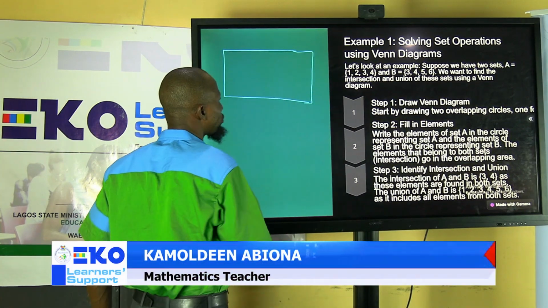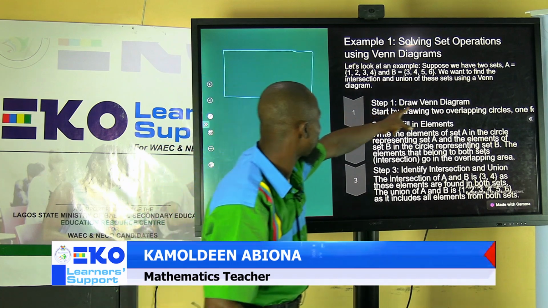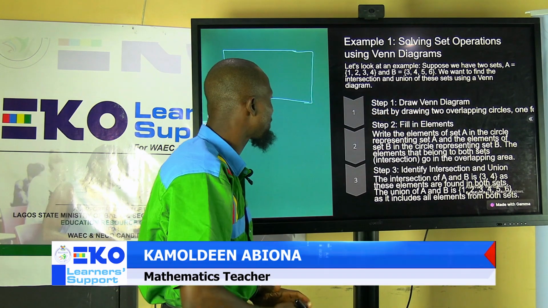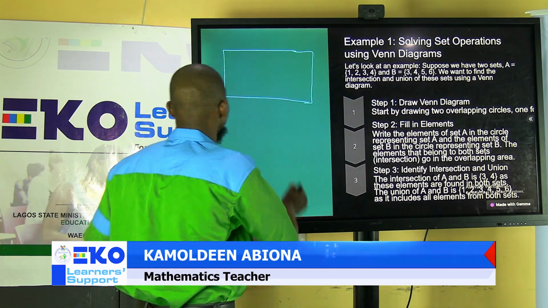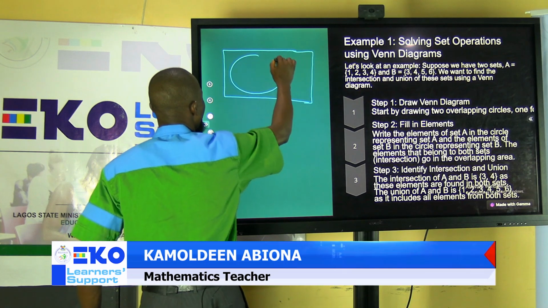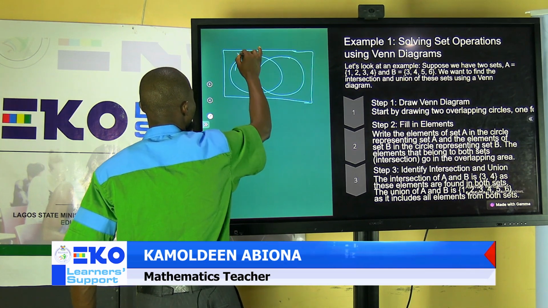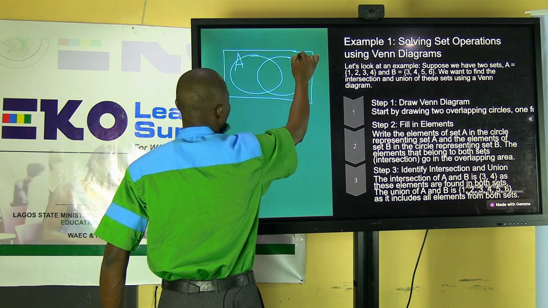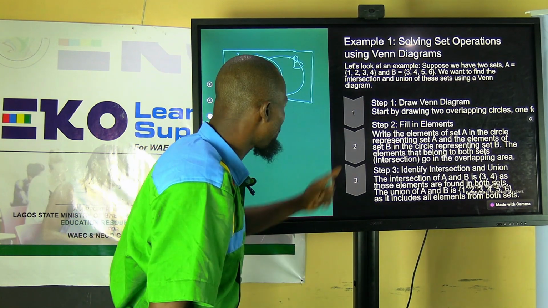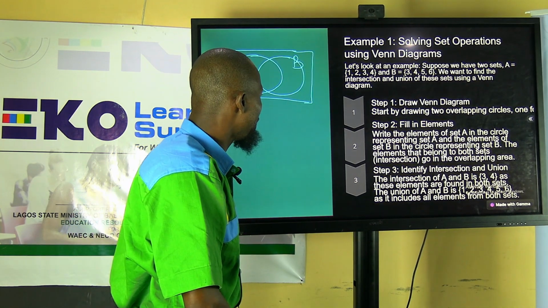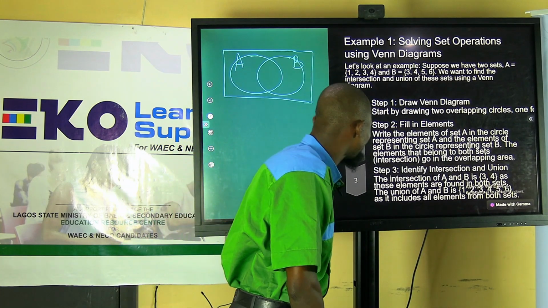Okay. Draw a Venn diagram. That's the step. Start by drawing two overlapping circles. Okay, so label one A and the other B. All right. Fill the elements. Now in filling this, the first thing you do is what?